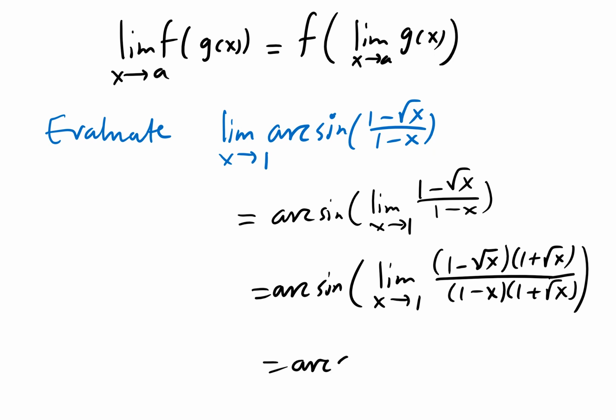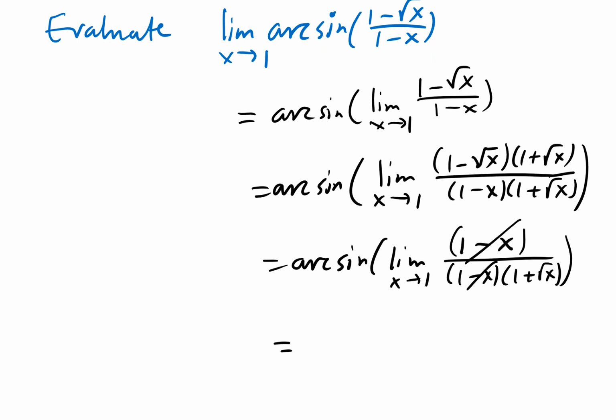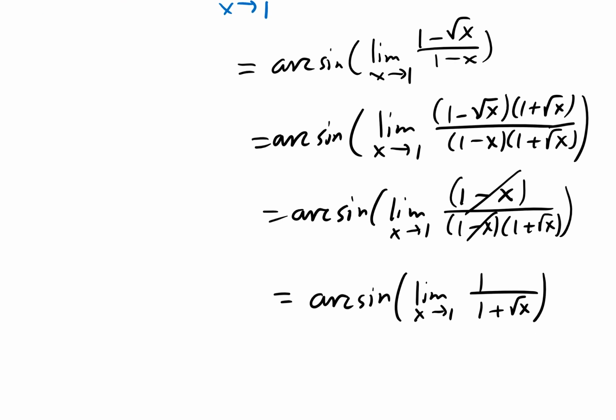So what do we get? Arc sine of the limit as x goes to 1. On the top you have 1 squared minus the square root of x squared, and keep the bottom the same. These cancel out. Let me finish this. So arc sine of the limit as x approaches 1 of 1 over 1 plus root x. Then if you pass the limit here, you get arc sine of 1 over 1 plus 1, 2. What's the angle? It's sine of 1/2, it's pi over 6.